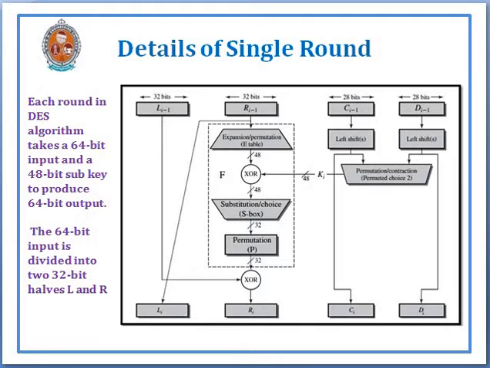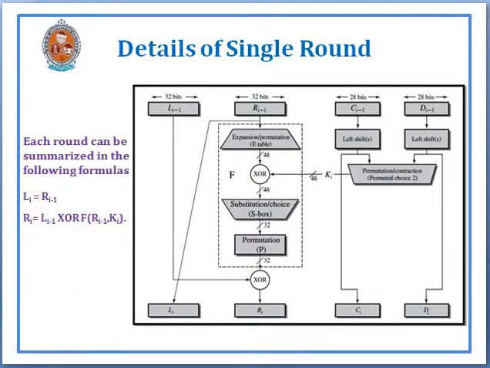The Ri-1 is given as input to the round function f. The output of the round function f and Li-1 are XORed together to get Ri. The Ri-1 is forwarded to Li. This Li and Ri are forwarded to the next round. Again, on the right hand side of the screen we have the subkey generation process. Each round can be summarized in the following formulas. Li is equal to Ri-1 and Ri is equal to Li-1 XOR f, which takes Ri-1 and Ki.